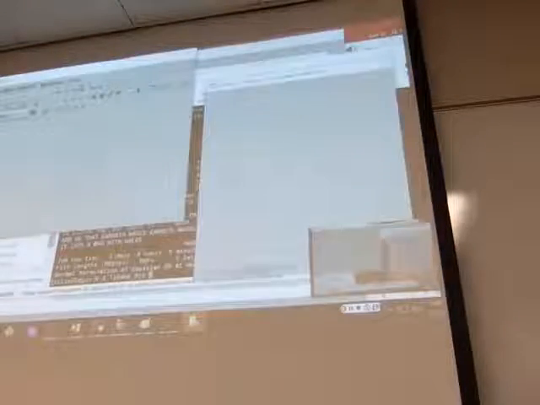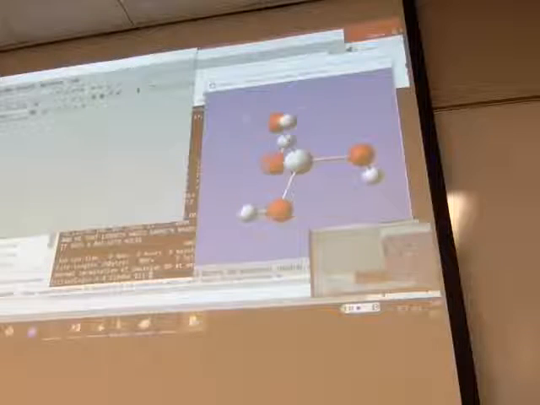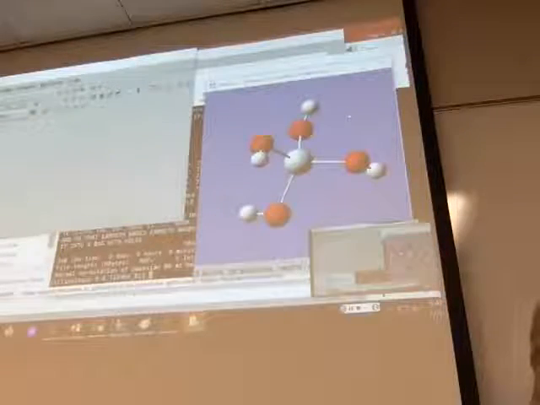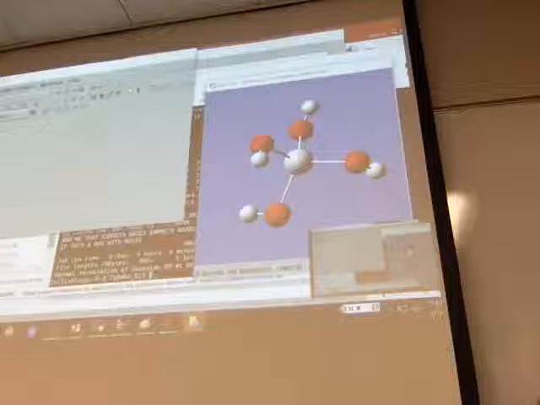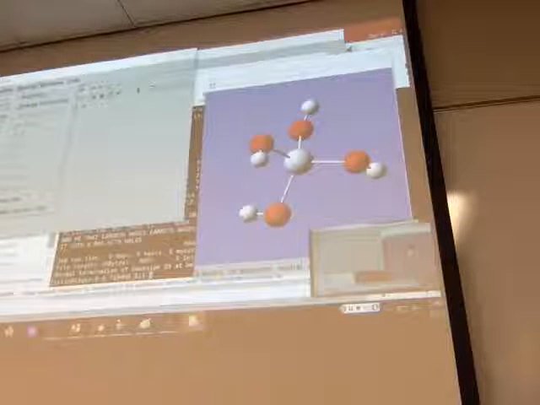Okay, so if you do open, what do you see? You see the molecule, which you don't see any changes. It is the same as you had. And now you have the button results, where you can click on summary.